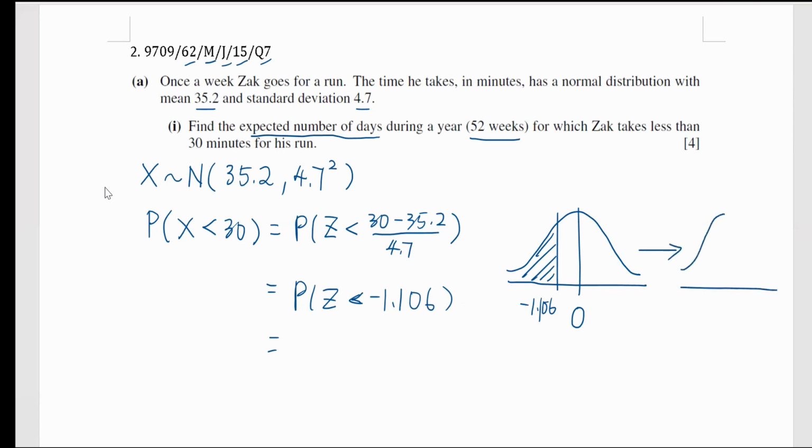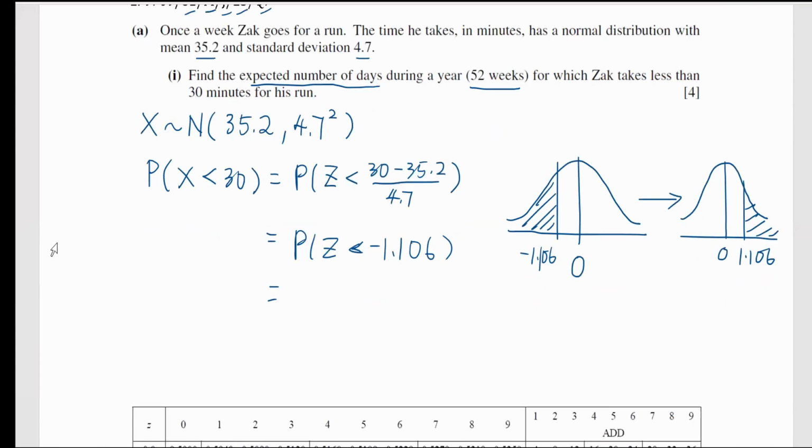Again, because the bell-shaped curve is symmetrical, you are not able to read the negative z-score from the table. So I will flip it on the positive side, and then we are looking at this region. But as I mentioned just now, whatever is given from the table will always be the bigger area. So since in this particular question we are looking for the smaller region, I'm going to take 1 minus the probability of z-score less than 1.106.